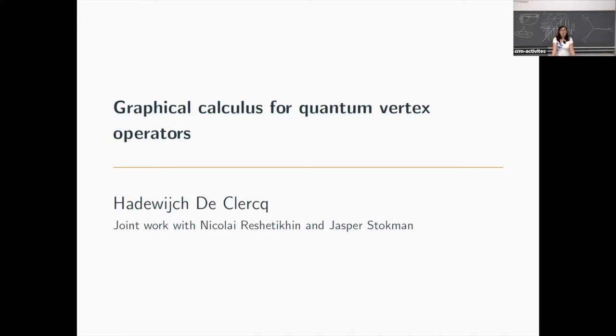So my talk will be about a graphical calculus for what we call K-point quantum vertex operators. So this is actually related to what Jasper talked about last week. So what I'll be talking about is a quantum version of this. And this is actually joint work with Jasper and also with Hadewijch de Clercq.